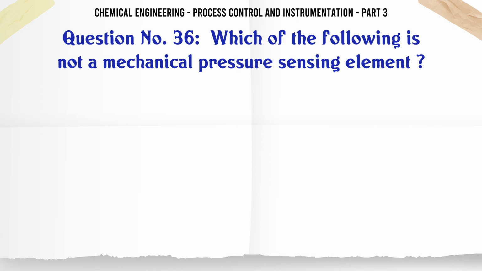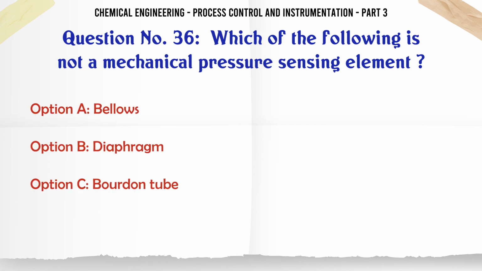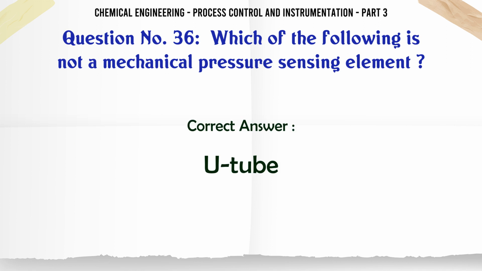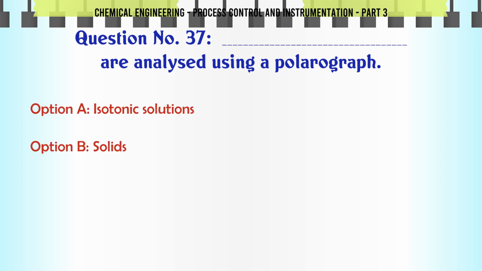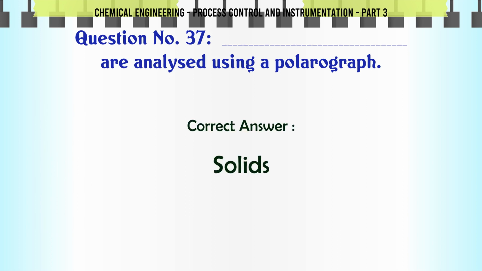Which of the following is not a mechanical pressure sensing element? A bellows, B diaphragm, C Bourdon tube, D U-tube. The correct answer is U-tube. Which of the following are analyzed using a polarograph? A isotonic solutions, B solids, C liquids, D gases. The correct answer is solids.